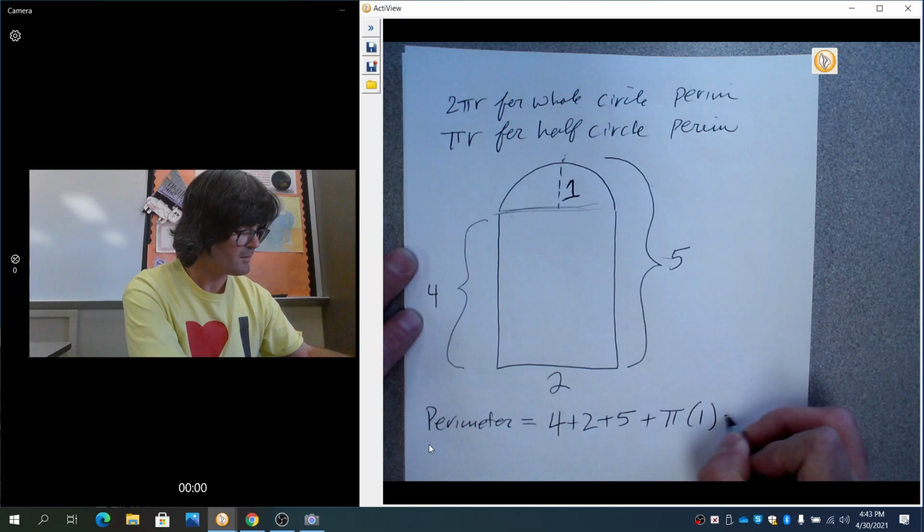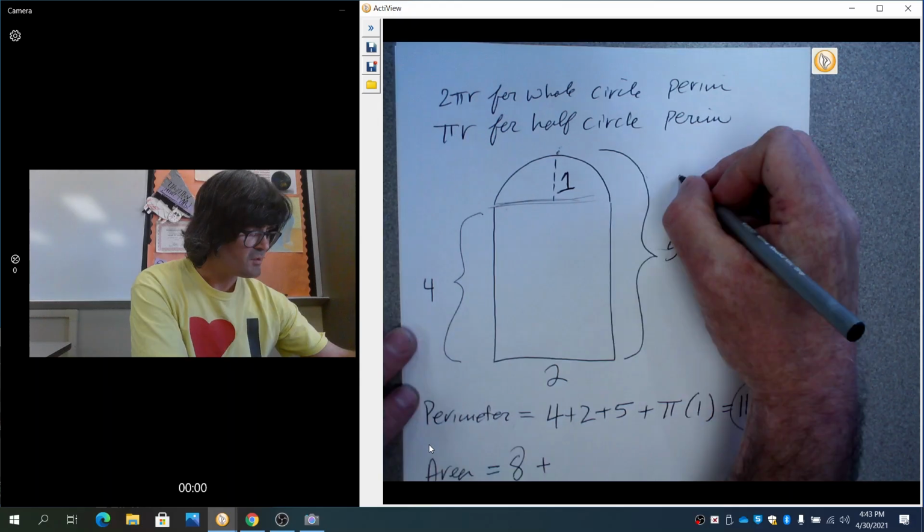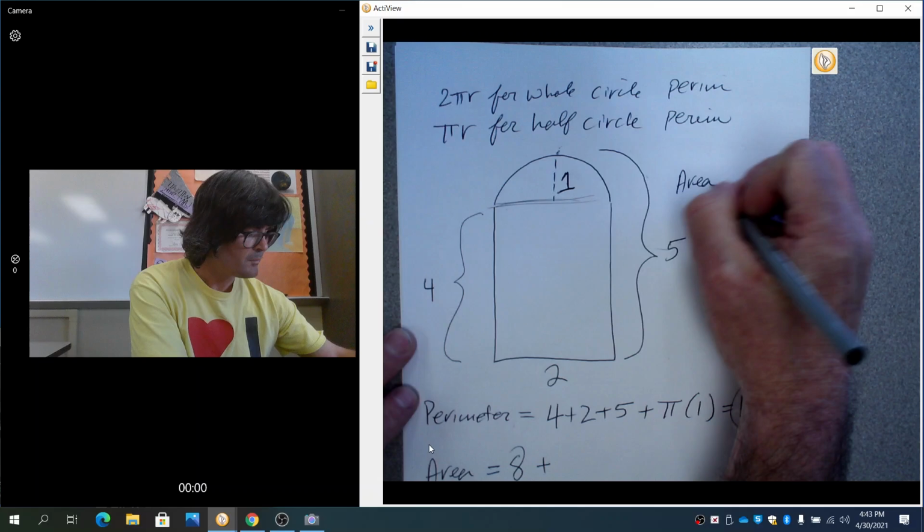And then the area is going to be the rectangle, 4 times 2, which is 8. And then the area for a circle is pi r squared. And then half of that is going to be pi r squared times 1 over 2. It's going to be 8 plus pi over 2.